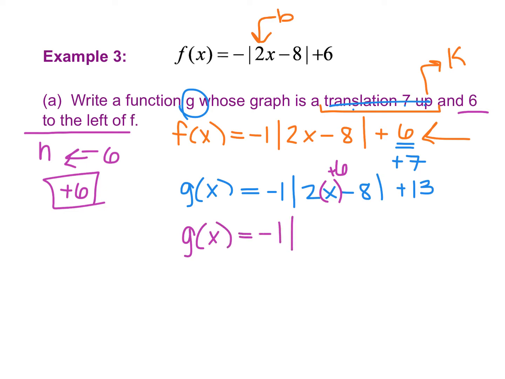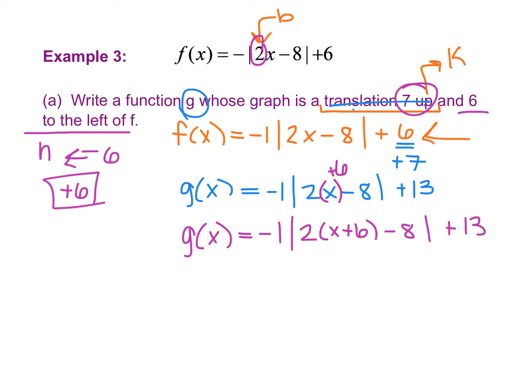So we have -1, I have this 2, and I have x all by itself, and I'm doing x plus 6 in parentheses, and the -8. So while I wish it was just as easy as how we just add 7 to the k value here like we did when we went up, applying that horizontal translation is more challenging, especially when you have a b value in front of your x like that. That's inside the absolute value with it.